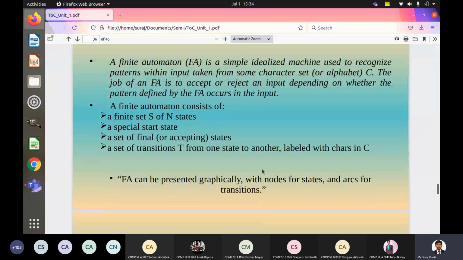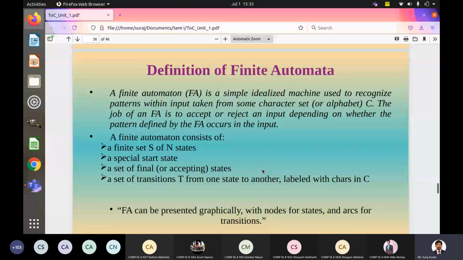Before that, we will see the definition of finite automata. A finite automaton is a simple, idealized machine used to recognize patterns. So there are some patterns. Now here, what is the pattern? A string which consists of the word main. The string main itself is the pattern for our finite automata.